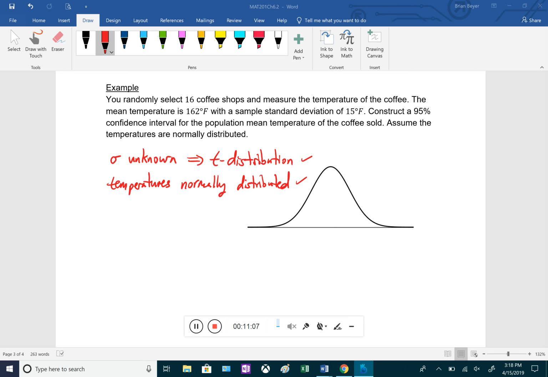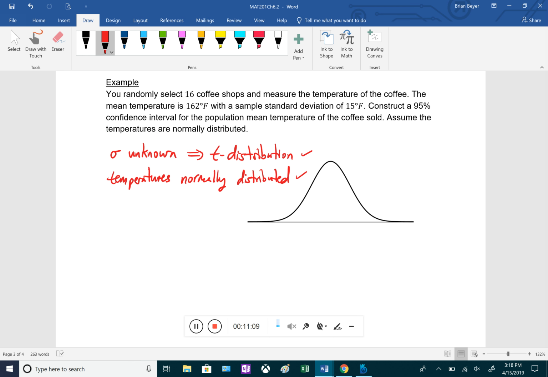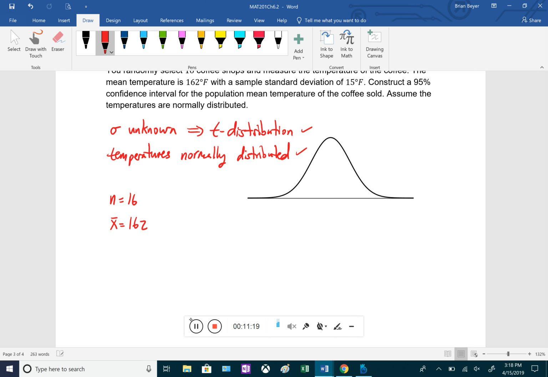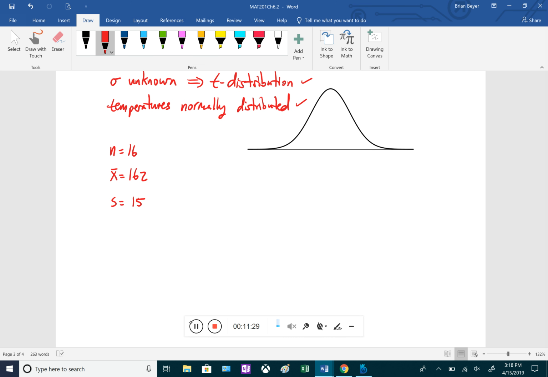And I'm going to write down some of our givens here. So we have a sample size of 16. We have a sample mean X bar of 162. We have the sample standard deviation of 15. We have the confidence level of 95%. So that's 0.95. So let's find the degrees of freedom now.